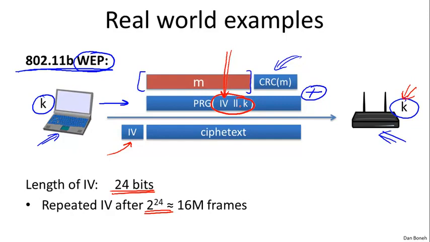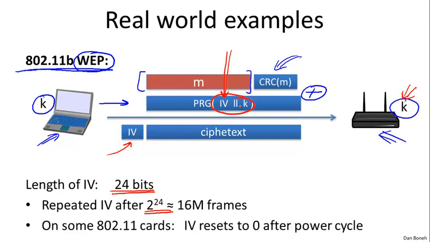So that's one problem. And the worst problem is, in fact, that on many 802.11 cards, if you power cycle the card, the IV will reset back to 0. And as a result, every time you power cycle the card, essentially you'll be encrypting the next payload using 0 concatenated K. So after every power cycle, you'll be using the 0 concatenated K key to encrypt many, many, many times the same packet.